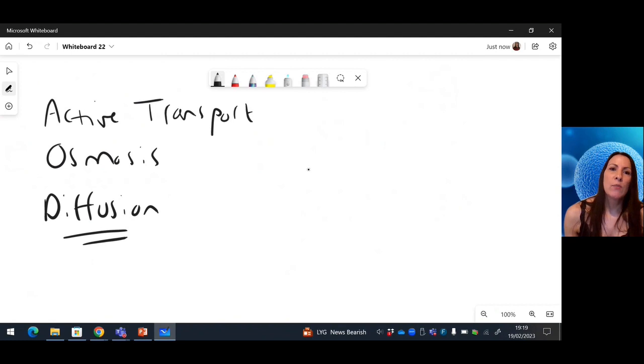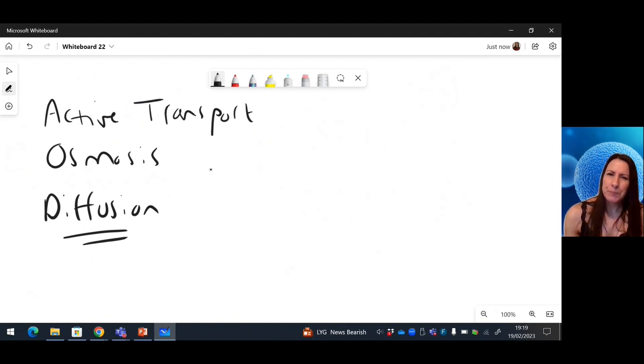So in active transport, you're moving molecules against their concentration gradient from low to high. All molecules want to move naturally from an area of high concentration to an area of low concentration to balance out the molecules and make sure that they're even on both sides.